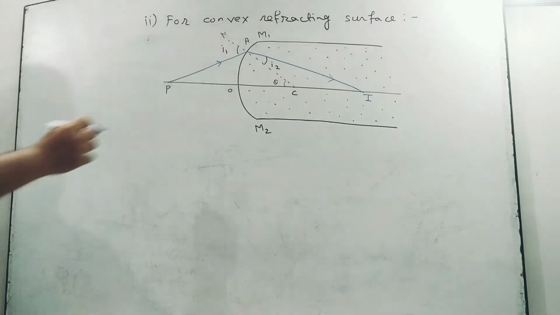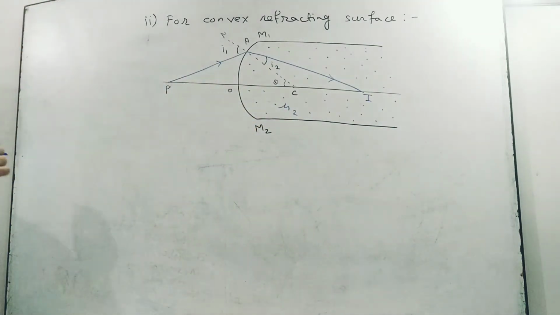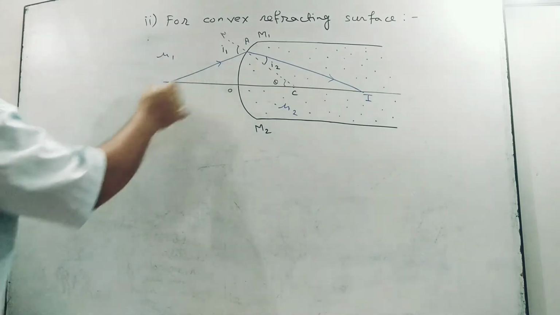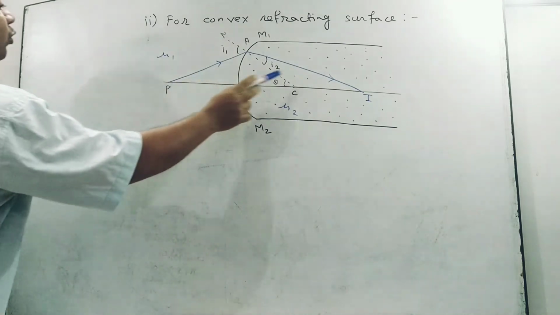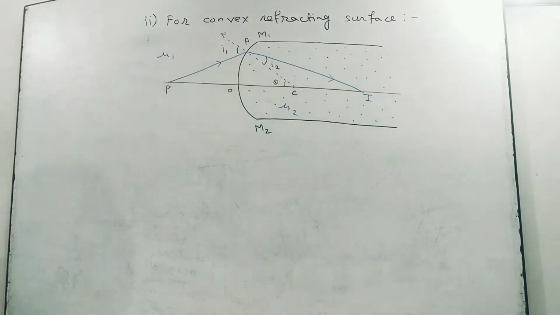Similarly, mu2 is the refractive index of the convex surface, and mu1 is the refractive index of the surrounding. Angle OCA is equal to theta. Now I am going to establish the relation between U, V and R.